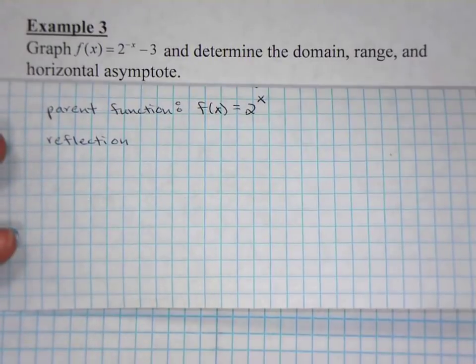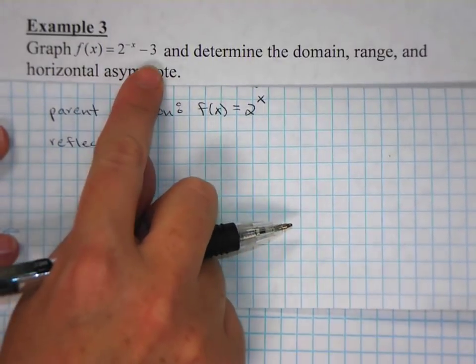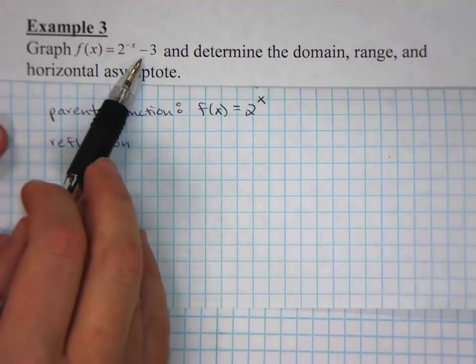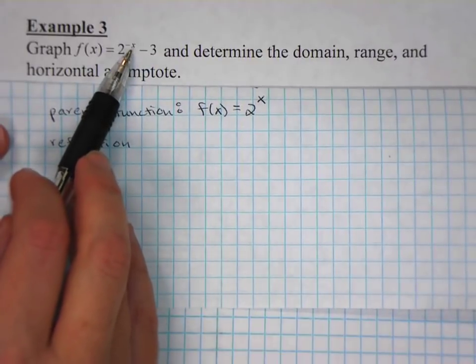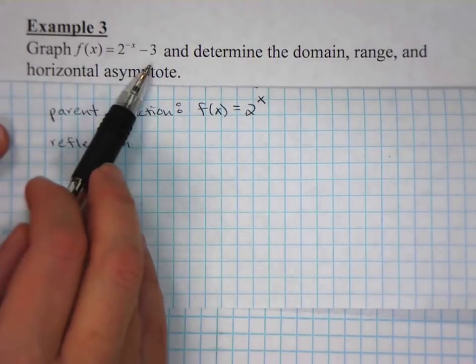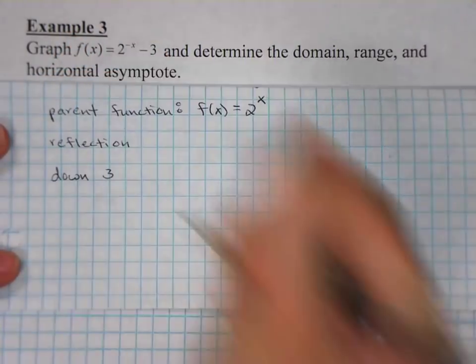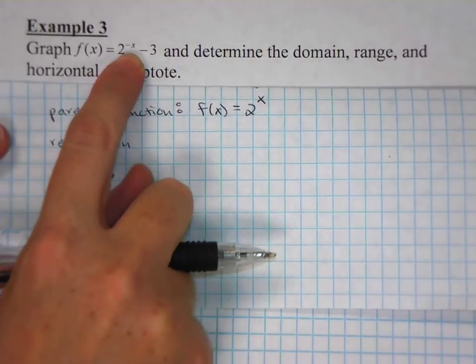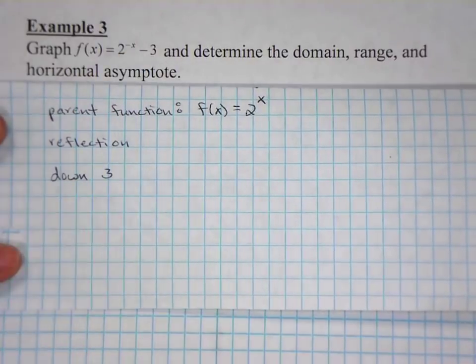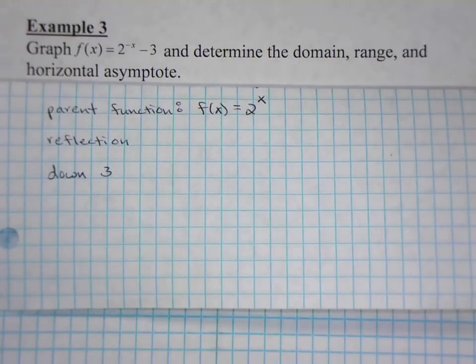And then the minus 3, just be careful the way you write this. You want to make sure that it's clear this minus 3 is not in the exponent. It is after, kind of outside of. So that would be your shift down 3. If the minus 3 was inside our exponent, it would actually be our left and right shift. So one thing you can do is make a table.